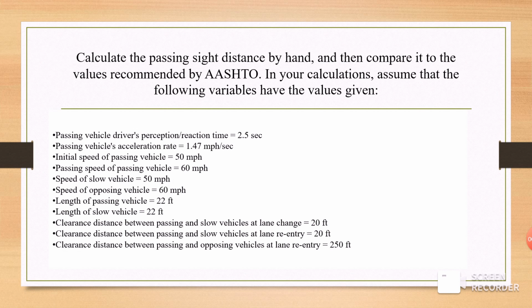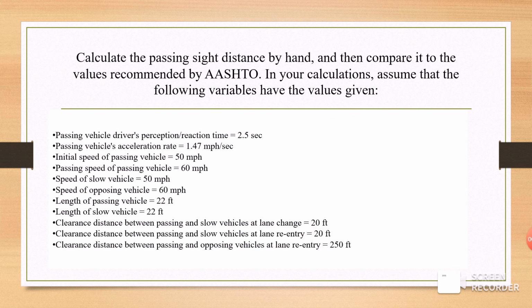So this is a sample problem. Calculate the passing sight distance by hand and then compare it to the values recommended by AASHTO. In your calculations, assume that the following variables have the values given. So the passing vehicle driver's perception or reaction time is 2.5 seconds. Passing vehicle's acceleration is 1.47 miles per hour per second. Initial speed of passing vehicle is 50 miles per hour. Passing speed of passing vehicle is 60 miles per hour. And so on.